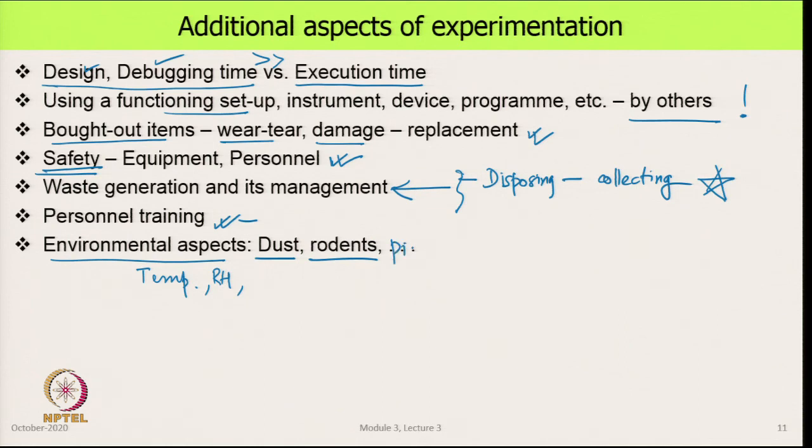Then of course, there is an issue always of pigeons, and you are trying to do some really sophisticated clean type of an experiment, and one pigeon by chance gets in, all your effort suddenly comes to naught. So, there are many more of these things that you can add to it. All of this is part of the experimentation process.